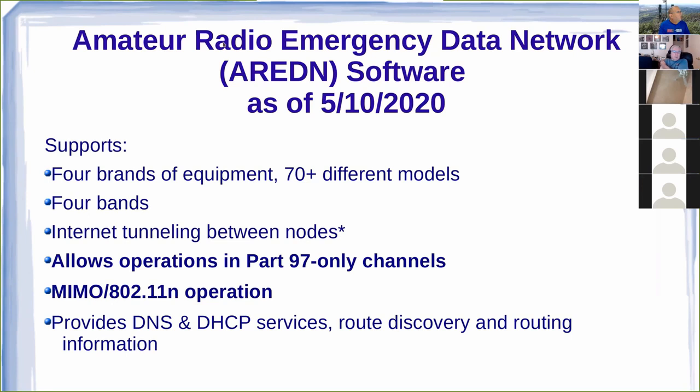These are the items that AREDN has included in their software that makes it easy to deploy. There's a DNS server in the software, so anything you connect to it can get an IP address in your shack. DHCP for IP addresses, DNS for name resolution. They do route broadcasting, so they have route discovery and routing information, so they automatically know the route to remote nodes. All those combined together make it a lot easier to get on the air.